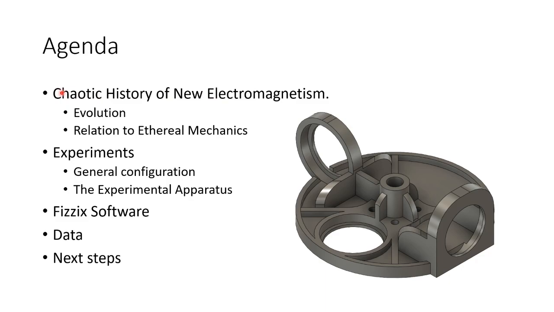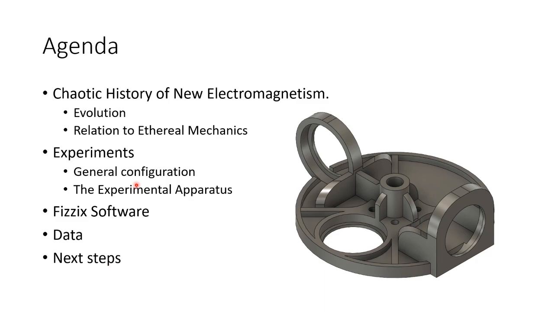Okay, so the agenda is, because we're going to be filling out that punch list I showed you on the previous page, we're going to have to go back in time, and I need to explain to you what these experiments mean in the relevant history of New Electromagnetism. So we're going to have a chaotic history lesson here of how everything evolved, because we're going to be bouncing back and forward through time as we fill out the list. And we'll be using the physics software.